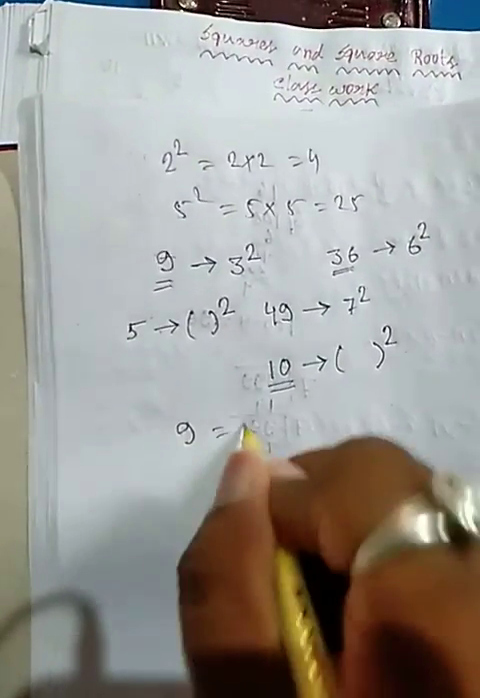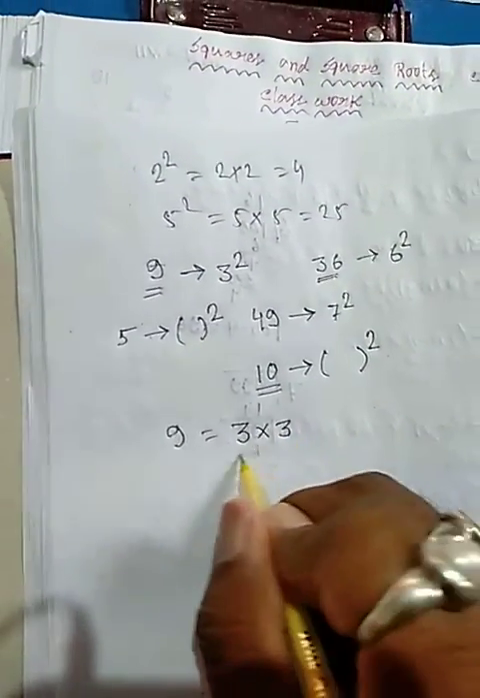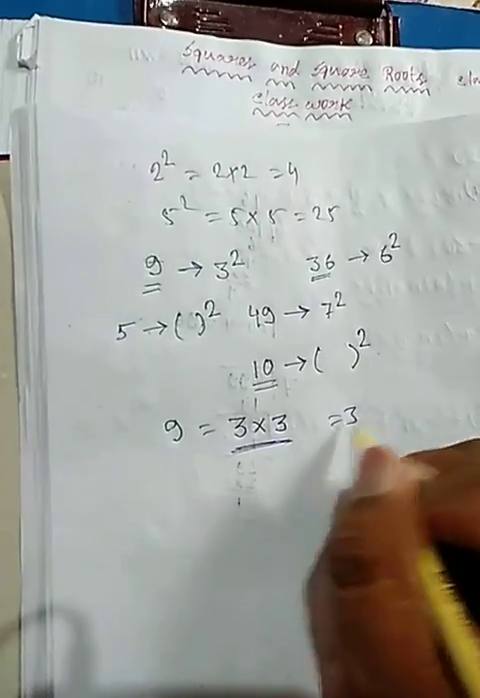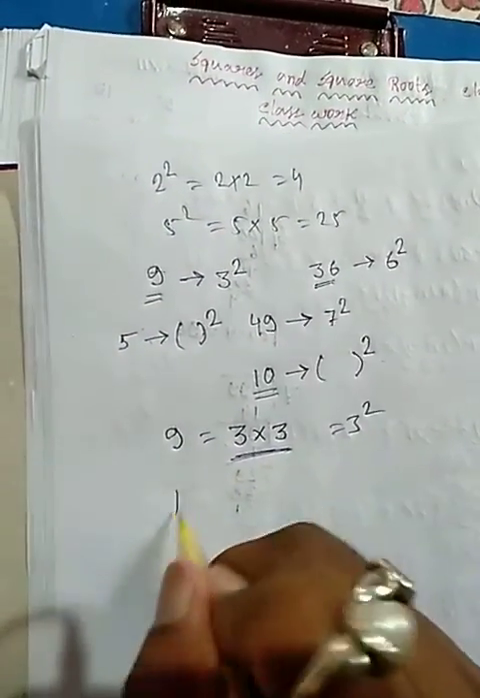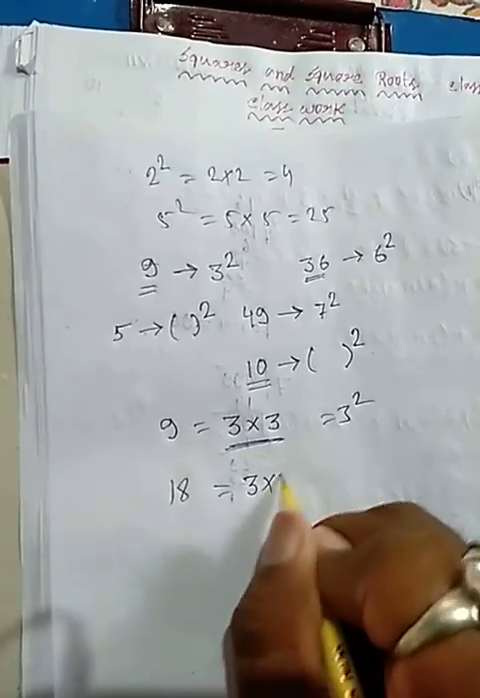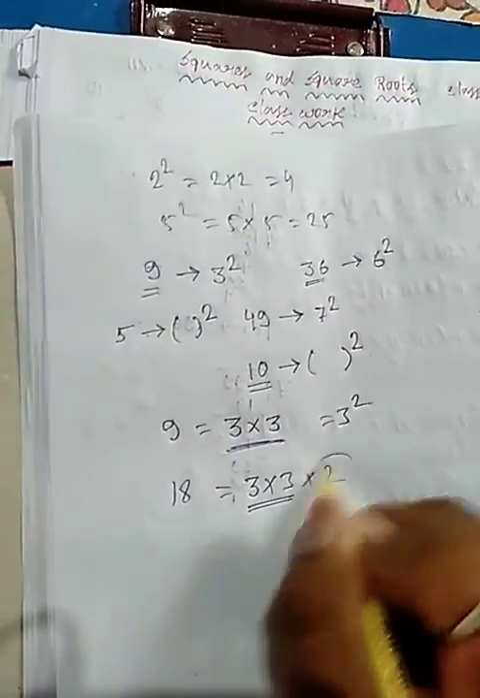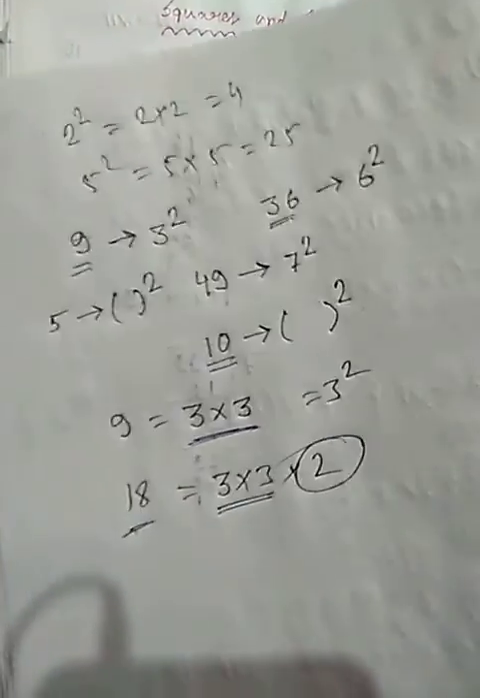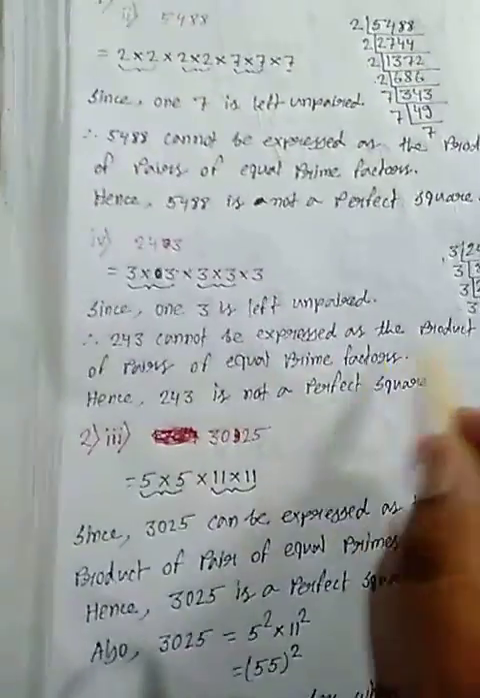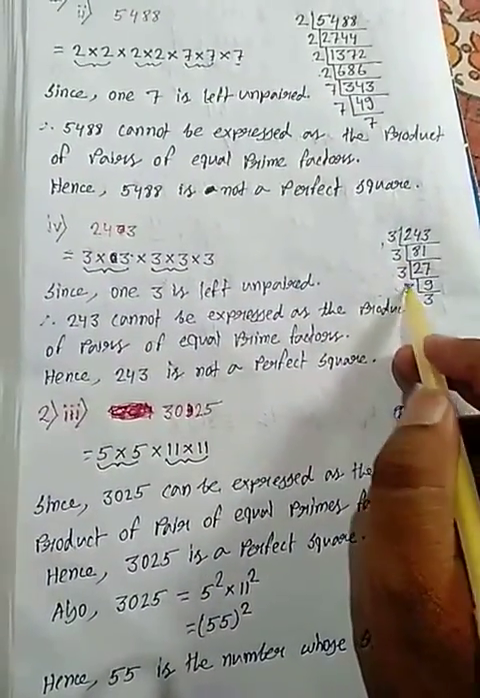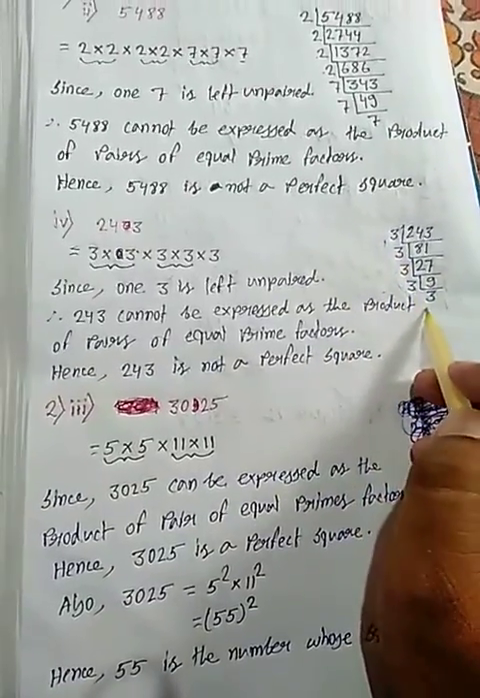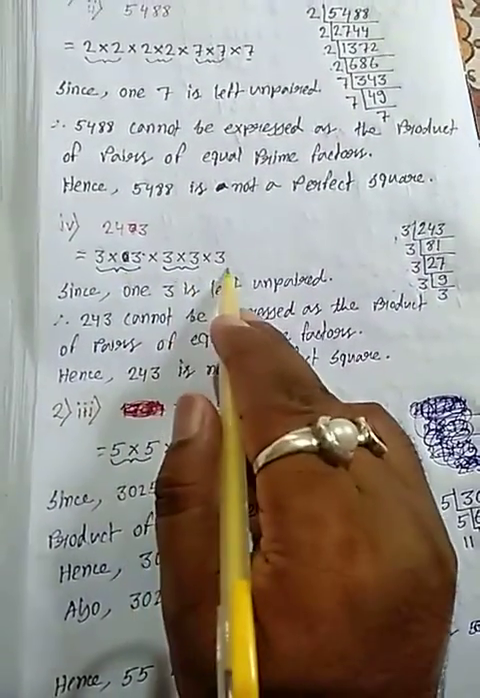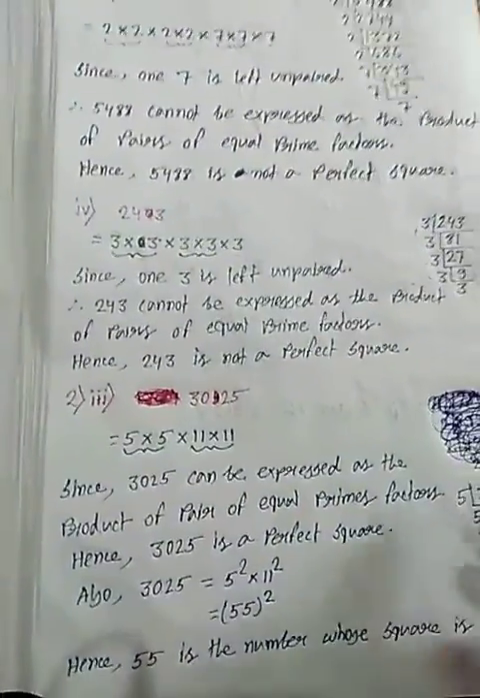Understood? Suppose in this example, 9 has one pair of 3. Clear? That means you can write here 3 square. Suppose there is 18. Then what happened? 3 into 3 into 2. There is a pair, but this number has no pair. That means 18 is not a perfect square. Clear? Now go to the next one. Question number 243. This one follows a similar process. How many 3's are there? 1, 2, 3, 4, 5, 3's. That means there are 2 pairs of 3 and 1 is left. That means this number is also not a perfect square.